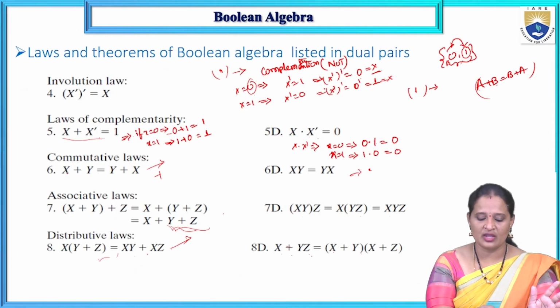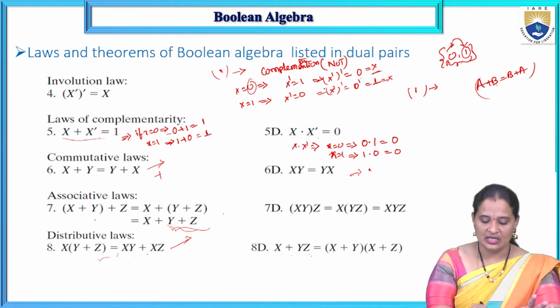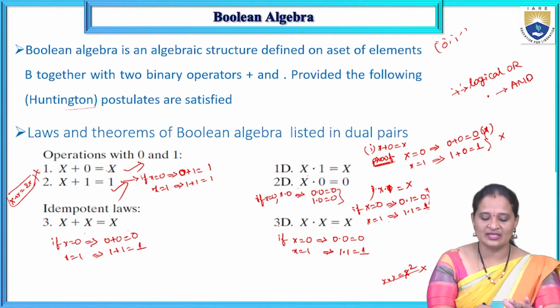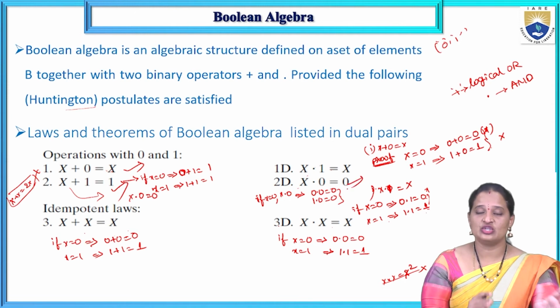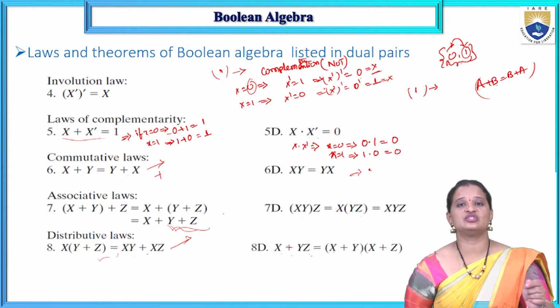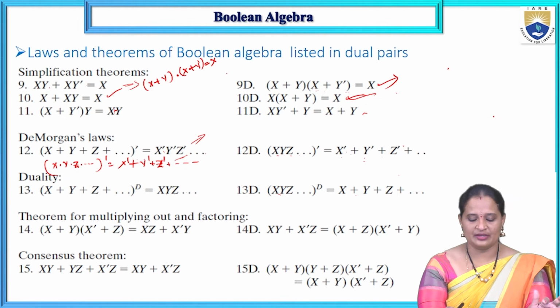And what is the dual of this one? x dot y is equal to y dot x. And similarly, if you observe this, x plus 0 is equal to x. So what is the dual here? x dot 1 is equal to x. Because I told you that binary values will also be changed here. So x dot 0 will be changed to 1, that is x dot 1 is equal to x. Similarly, x plus 1 is equal to 1. So now the dual of this one will be x dot 1 changed to 0, is equal to 0. So this is a dual. So that means every law and theorem of Boolean algebra obeys the duality property, or else the duality theorem. Okay, so that is duality.